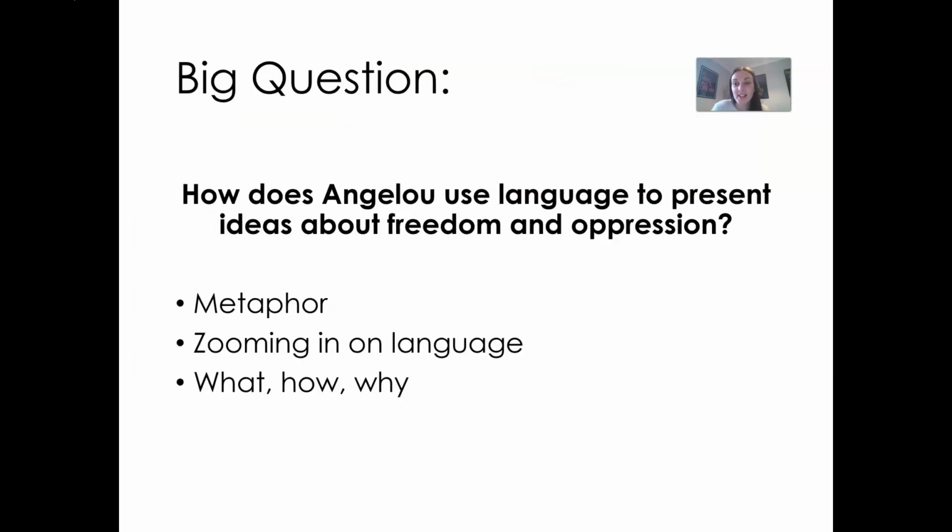Okay, so what's today's lesson all about? Well, we have this big question to answer. We're asking, how does Angelou in the poem Caged Bird use language to present ideas about freedom and oppression? Now, we started to explore this poem a little bit yesterday, looking at the use of symbolism. And linking to that, we're going to further unpick how metaphor works in the poem, zoom in on some language and key quotations, and finish up with writing about our understanding of the poem using what, how, and why.